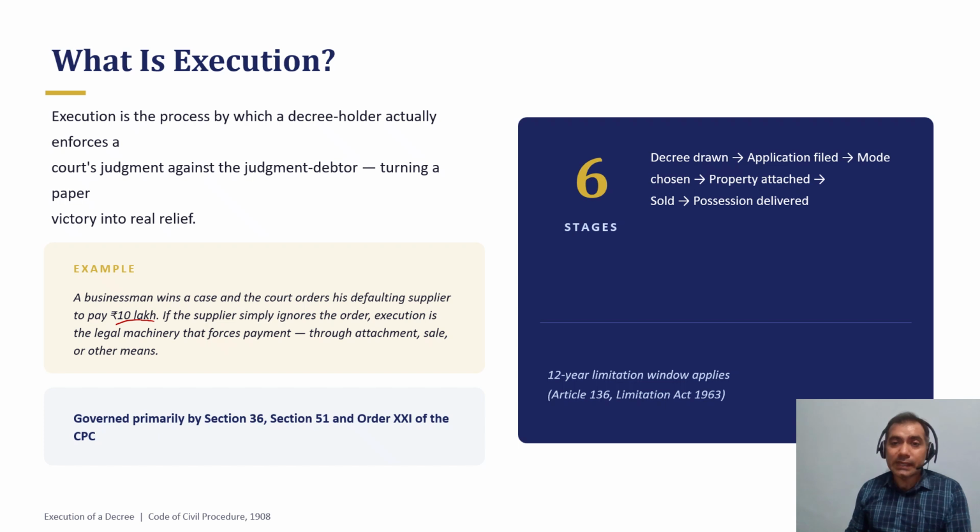The 6 stages that we are going to cover include: decree drawn, application filed, mode chosen, property attached, sold, and possession delivered. One thing to notice is that Limitation Act 1963, Article 136, which provides a 12-year limitation window, also applies here.